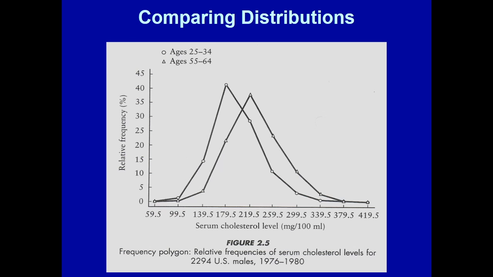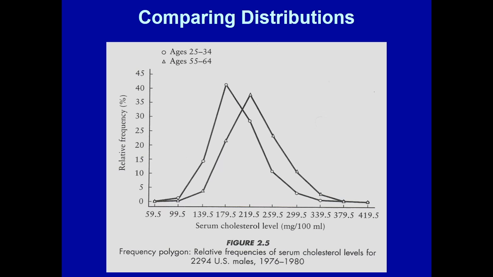These are most valuable to compare two different groups' distributions. So this example compares different age groups and their serum cholesterol levels. So the ages of 25 to 34 have lower cholesterol levels than the ages of 55 to 64. And again, note here that the relative frequency is reported as the y-axis. The serum cholesterol level is reported as the x-axis, as well as those units, which is milligrams per 100 milliliters.